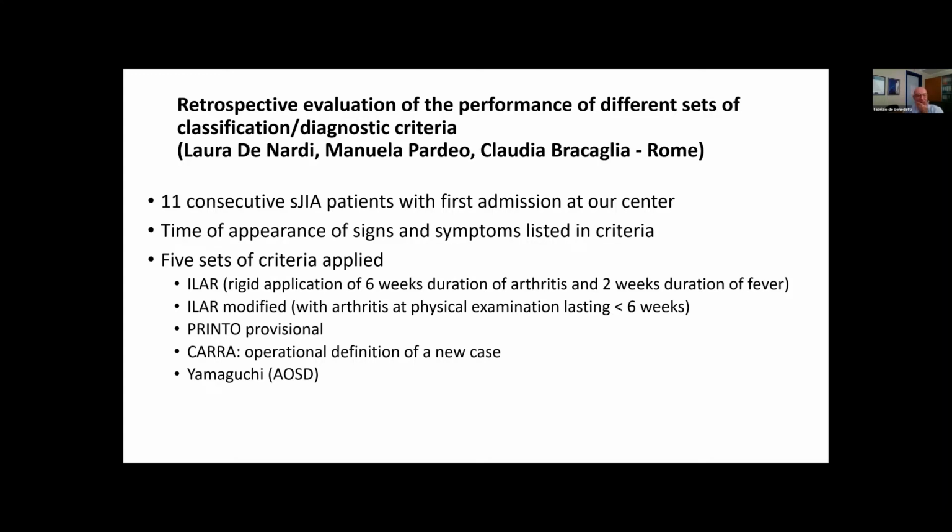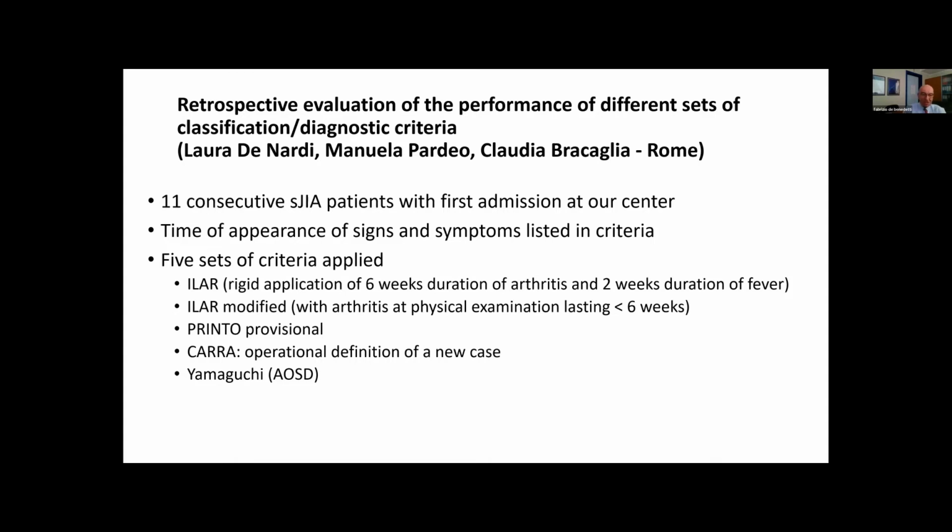So what we did recently was actually to look at the last 11 consecutive SJIA patients in whom we made the diagnosis and treated as SJIA, as much as Bas is doing in his real-life empiric open-label trial, that had first admission at our center, and looked at time, because I think the issue is not only presence of a given feature, but its time of appearance. And I'm looking at Peter, window of opportunity that is exploited or lost or missed.